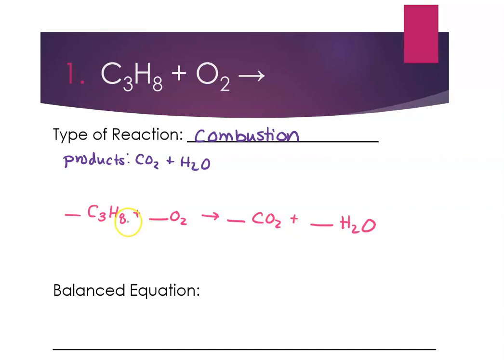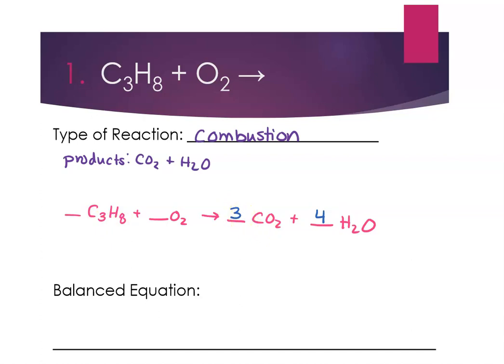All right, so this is a tricky problem. It's got C, H, and O's. So I'll start with whatever I have the most of. I have hydrogen. I have 8 of those on one side, 2 on the other. So I need 4 to balance the hydrogen. Carbons, I have 3 on one side, 1 on the other. So I'll need a 3 there to balance the carbons.